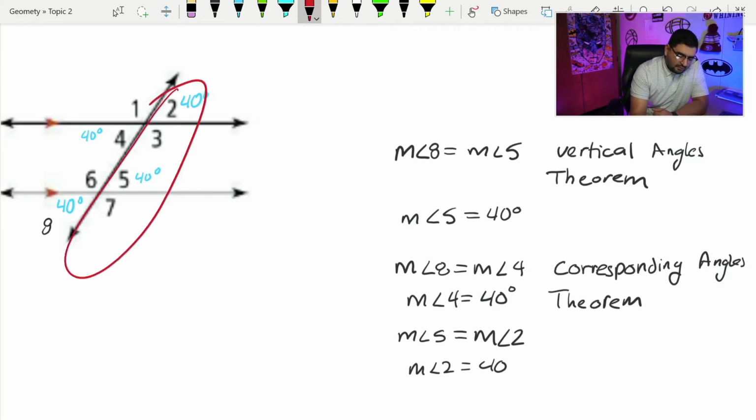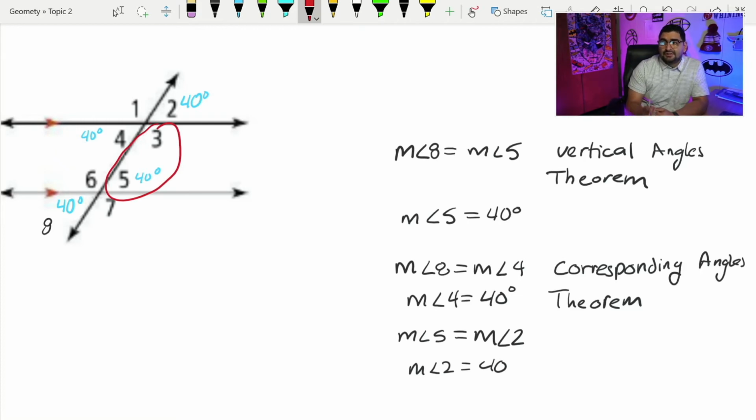these four angles are on the same side and these four angles are on the same side. But it says two same side interior angles, so we're talking about angles that are on the same side and on the inside. For example, angles 3 and 5 are on the same side of our transversal and on the inside of our parallel lines. These are same side interior angles.